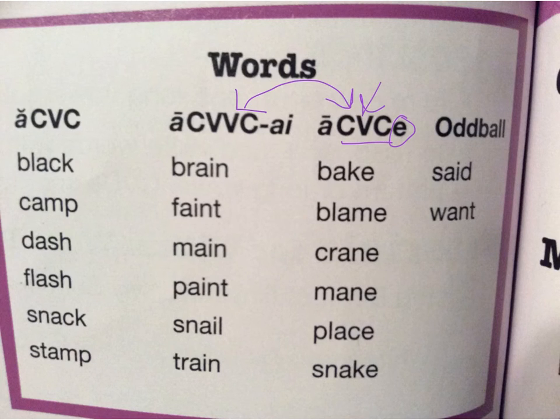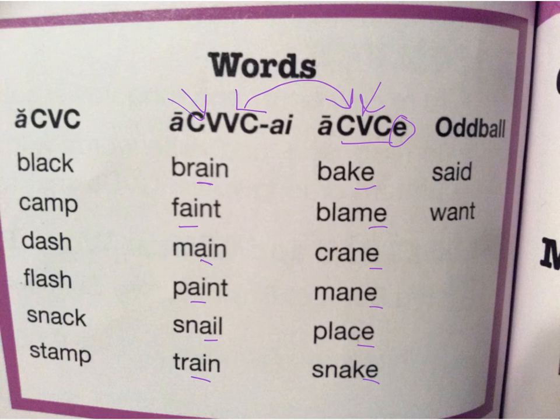So our second column on your sort that you're looking at should have bake, blame, crane, main, place, snake. So if you notice, all of them end in E's, and all of them make that A sound. Bake, blame, crane, main, place, snake. Okay, and now let's look at the third column, which is actually the second column on our answer key. And these ones all have the AI spelling when they make their long A sound. So brain, faint, main, paint, snail, and train.